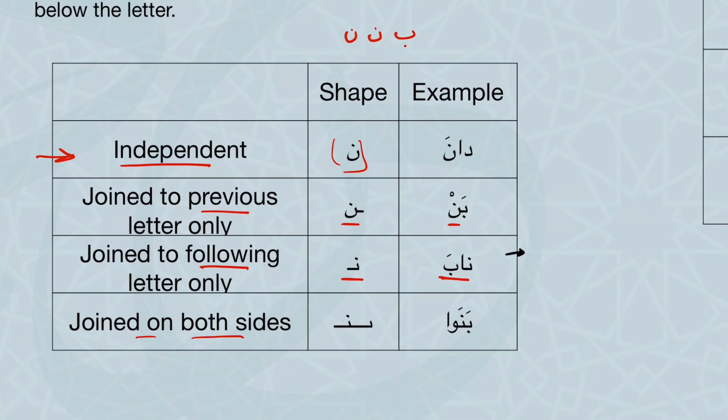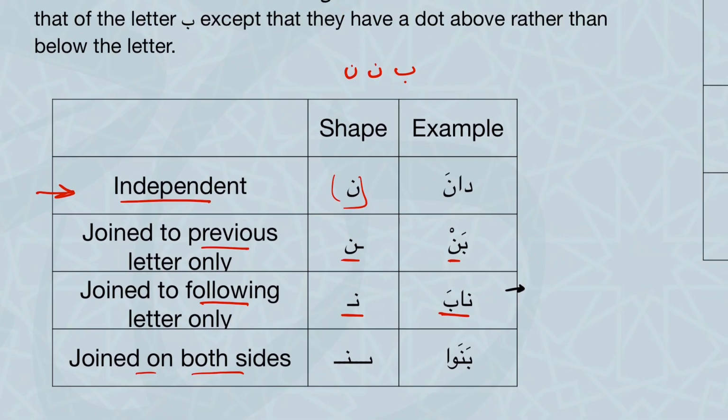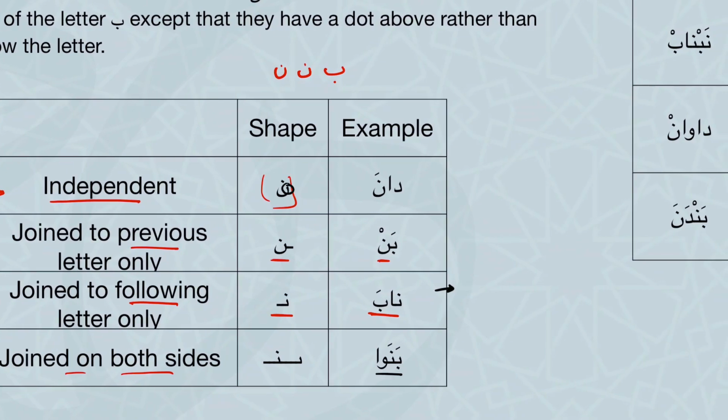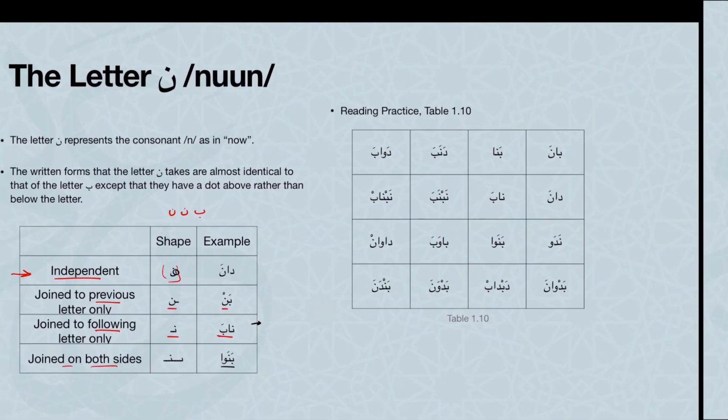Basically, it's the same story with the ba. It retains the tip here and just loses all the belly. So how would I read this? There's a fatha on the ba, so it's ba. There's a fatha on the noon, so na, and the waw has an alif after it, so it's a long vowel, aa. So banawa, banawa, banawa. Okay.